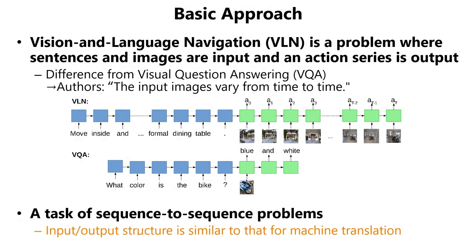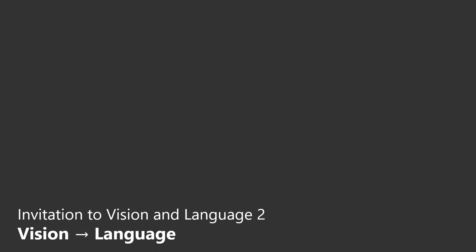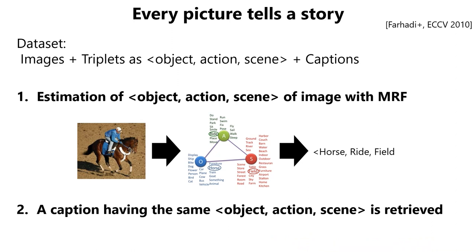Next, I'd like to explain the second category of vision language, which is the task of producing text when an image is input. I'll start with text search by image here, but I'd like to explain caption generation. This is not to say that I skip text search by image. The reason is that the first study for image caption generation was exactly that kind of approach for text search by image, in the paper "Every Picture Tells a Story."